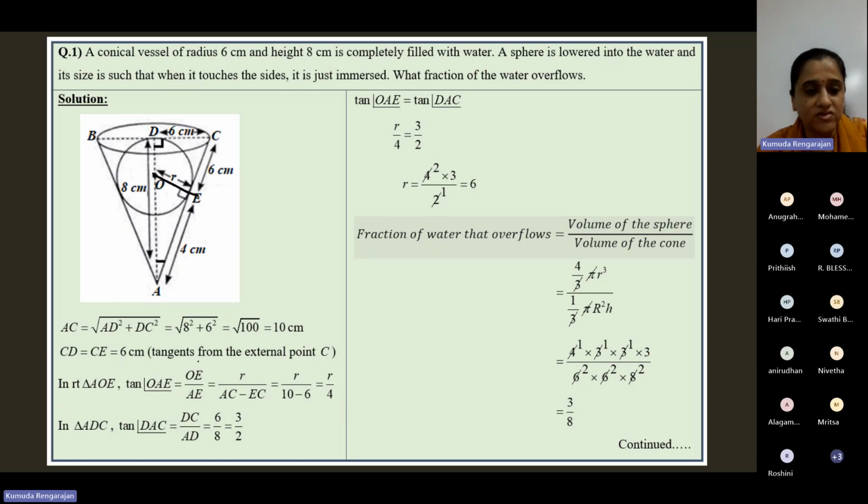OE is R. This one is R. And how much is AE? The whole thing, the slant height, is 10, but this one is 6. So the remaining part is 4. So R by 4.